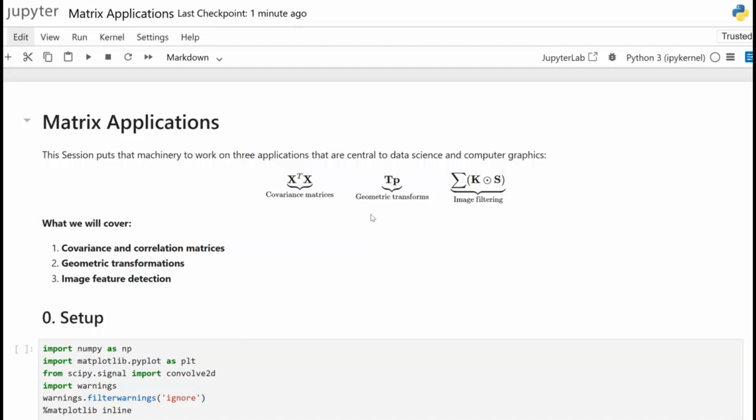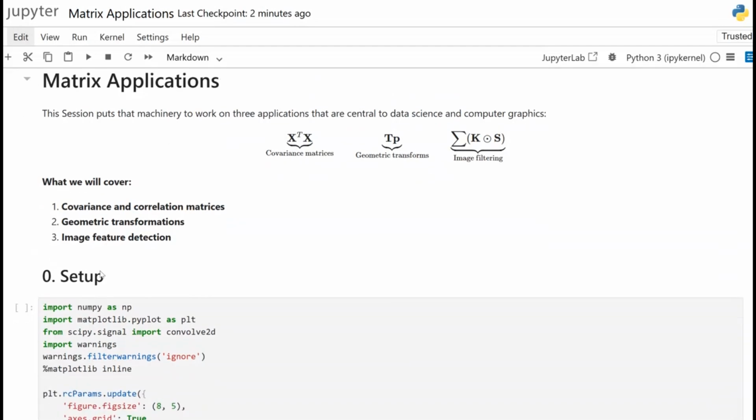Next, we are going to discuss geometric transformation. These include operations such as translation, rotation, scaling, and flipping, allowing images to be viewed from different perspectives while preserving meaningful information. Finally, image filtering. This is the core operation in computer vision, where a kernel or filter slides across an image to extract important features such as edges, textures, and patterns.